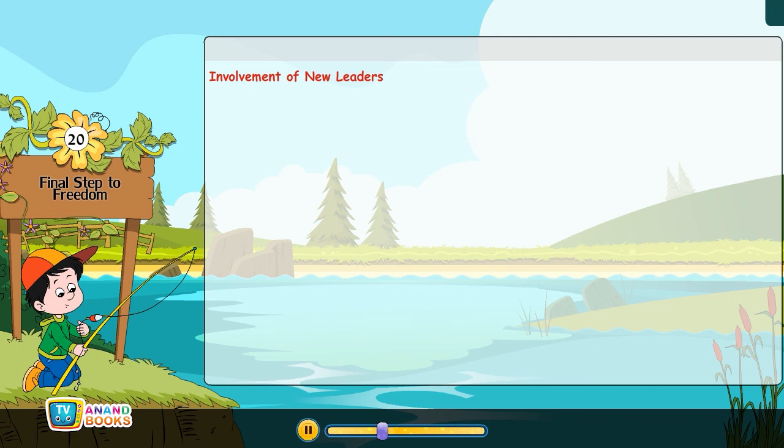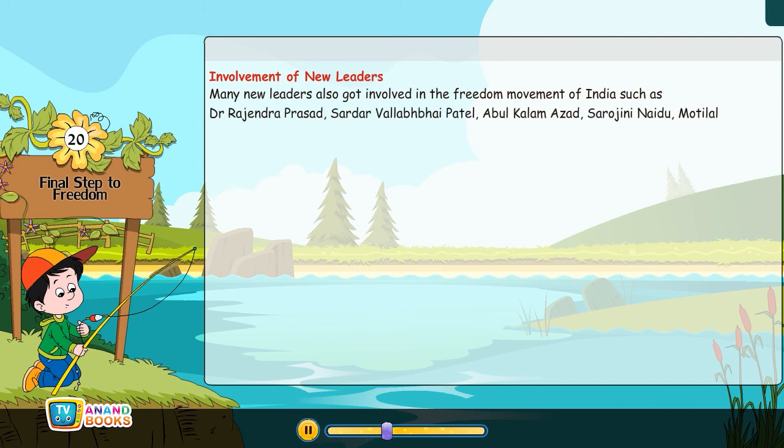Involvement of new leaders. Many new leaders also got involved in the freedom movement of India, such as Dr. Rajendra Prasad, Sardar Vallabhbhai Patel, Abul Kalam Azad, Sarojini Naidu, Motilal Nehru, Govind Ballabh Pant and Jawaharlal Nehru.